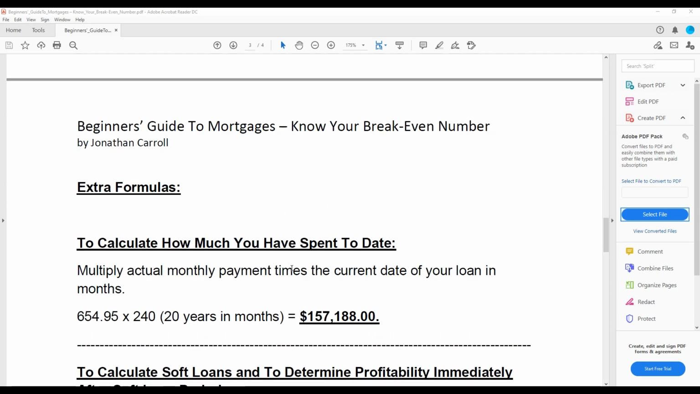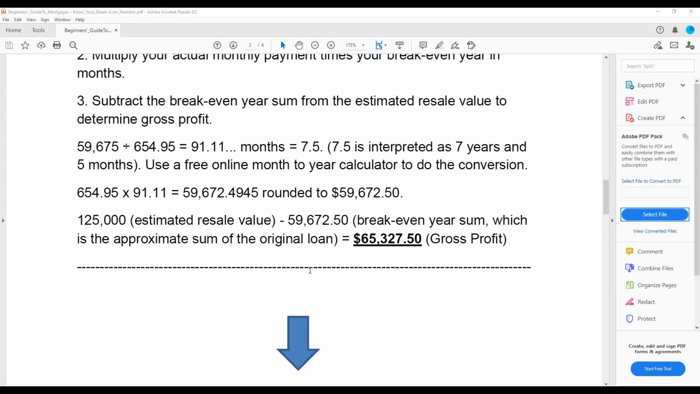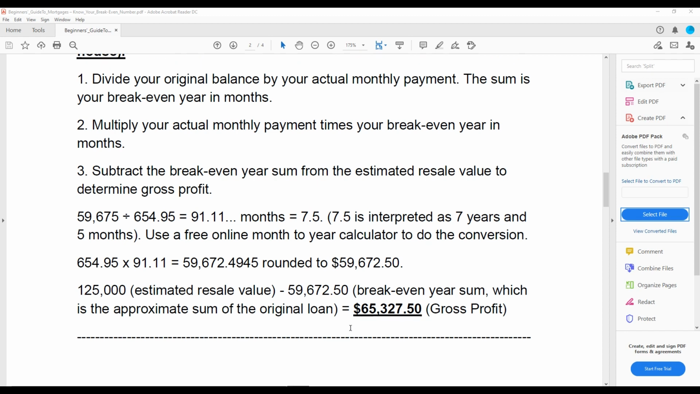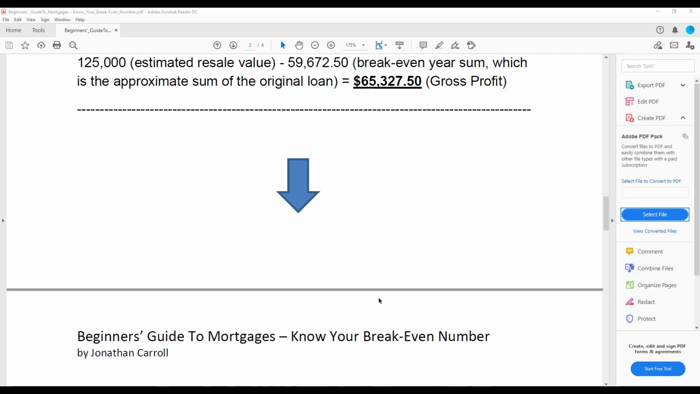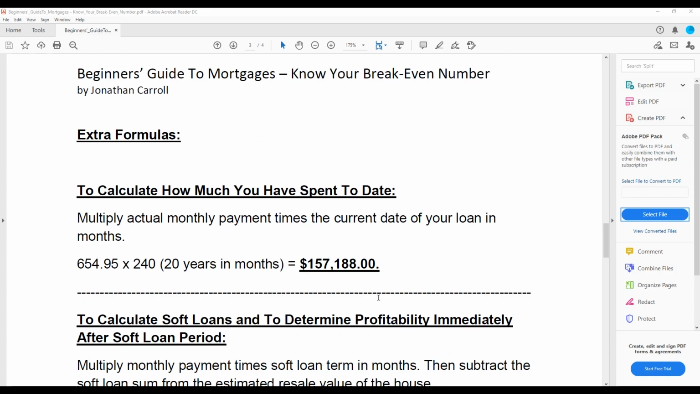So here are some extra formulas. But again, let me take this back here real quick. You see the importance of this. So every year that you go beyond your break-even year, you are losing money. So here's some extra formulas.